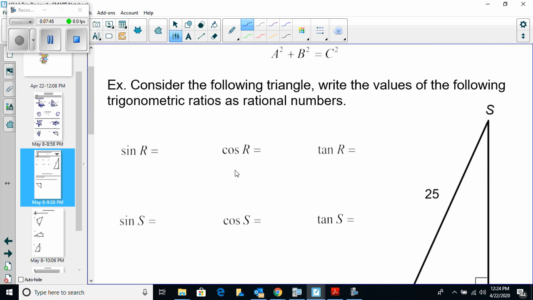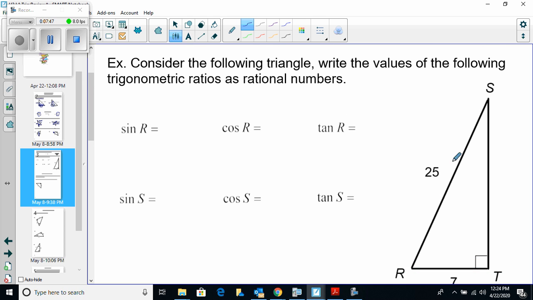So now, in this triangle that is given here, RST, the hypotenuse is 25, and one of the sides is 7. So now we are looking for what is sine of angle R, cosine of angle R, tangent of angle R, and the same thing for angle S.